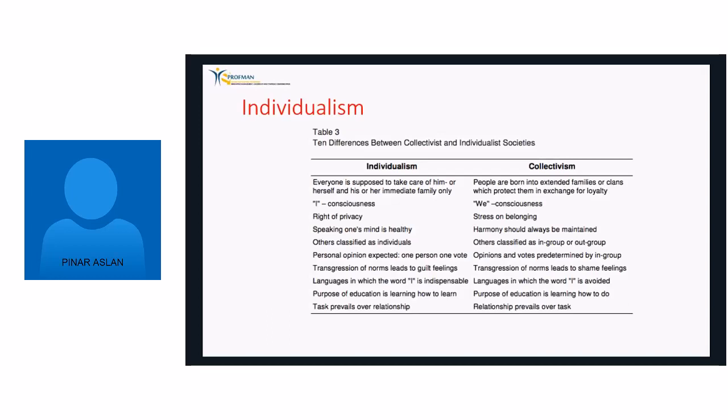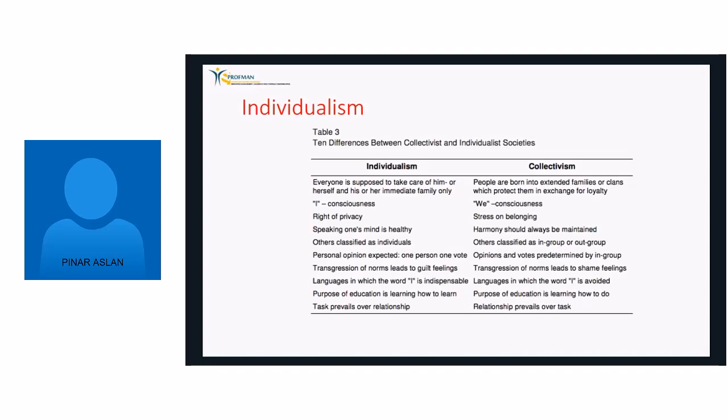In individualism, there is the right of privacy. So you have your private space, hopefully. And in collectivism, stress is on belonging. In individualism, speaking one's mind is healthy, so you can give your opinion. In collectivism, harmony should always be maintained. So you give your opinion, but the main part is keeping the harmony.